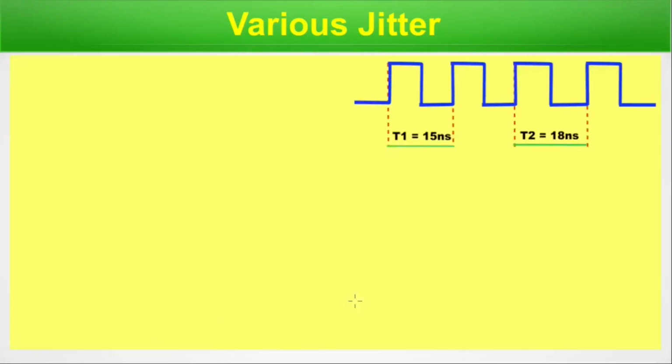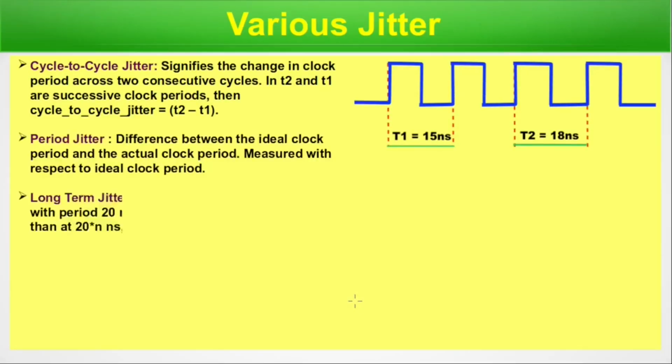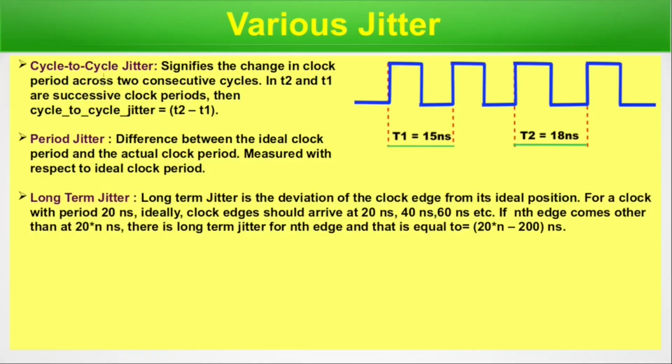Now let's know about the various jitters. Cycle to cycle jitter signifies the change in clock period across 2 consecutive cycles. This is a clock signal. A complete cycle is 15 nanoseconds, and another clock cycle is like that, it's 18 nanoseconds. So for any 2 consecutive cycles, if T2 and T1 are successive clock periods, then cycle to cycle jitter would be T2 minus T1.